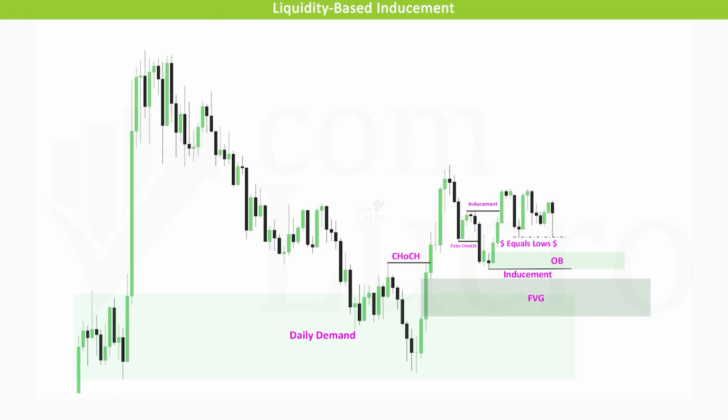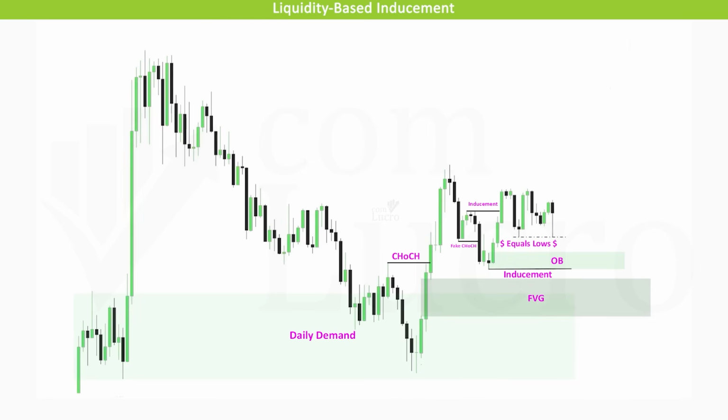At this point, three components are working together. A fake bullish CHOCH, equal lows which build a strong liquidity pool filled with retail stop losses, and a fresh, very small order block that formed inside the CHOCH leg. This tiny order block is not a real point of interest.